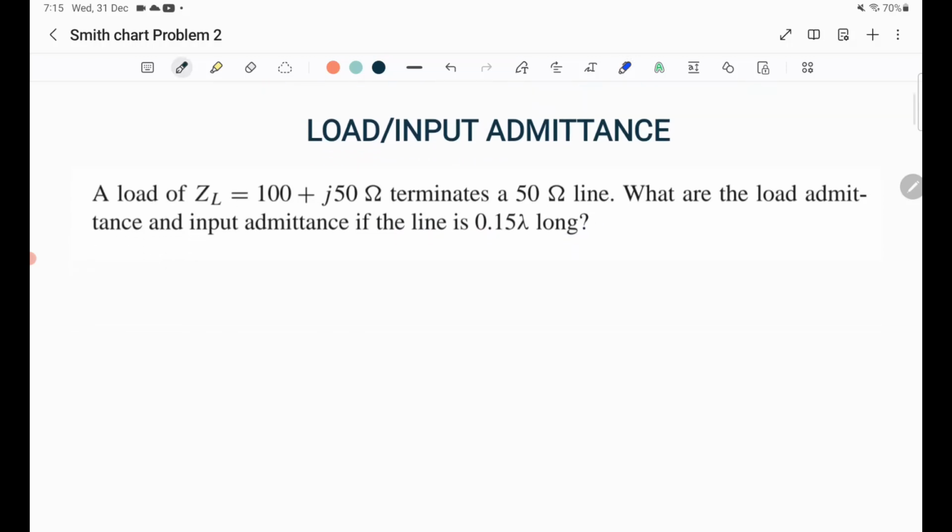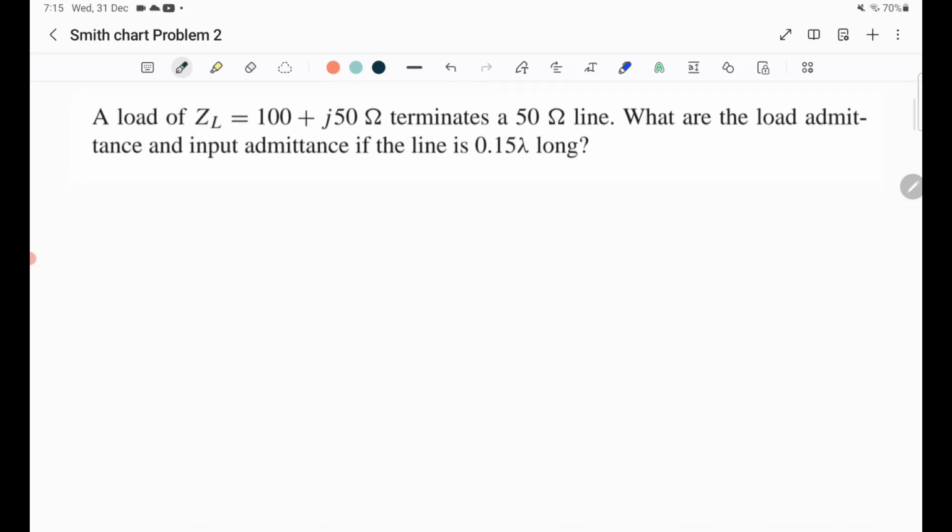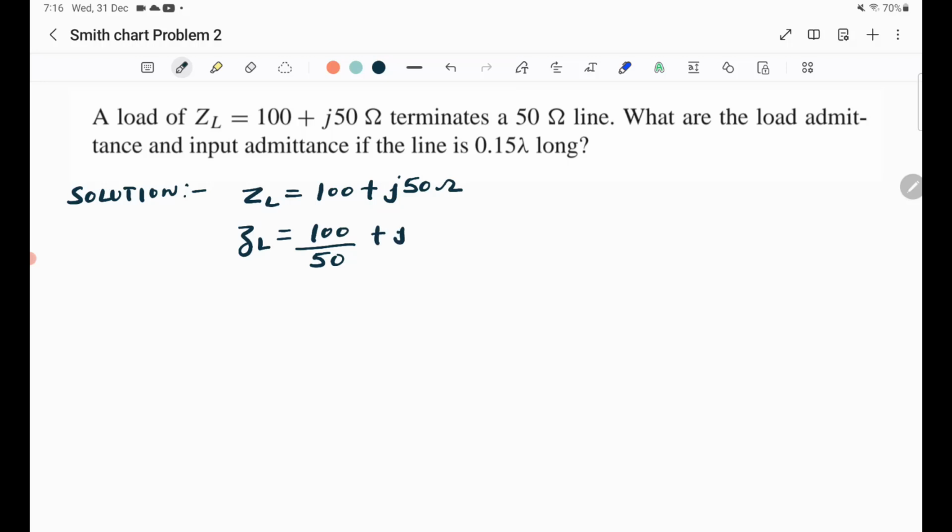So now let us start the solution. In the question, the load impedance ZL is given as 100 plus j50 ohm. If you normalize this with respect to the characteristic impedance of the line, Z0, which is given as 50 ohm, this will be 100 divided by 50 plus j50 divided by 50. So this becomes equal to 2 plus j1.